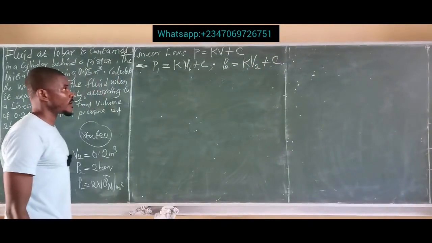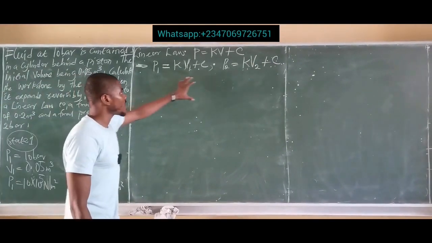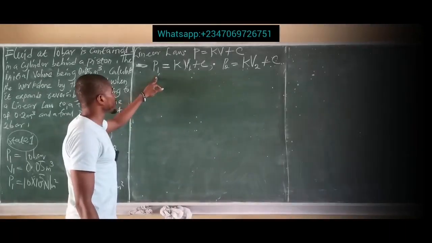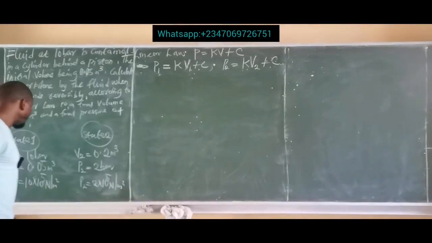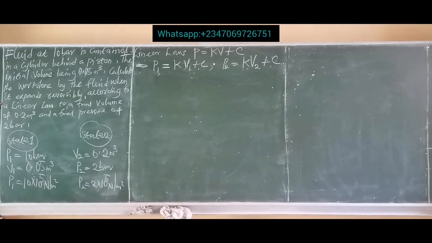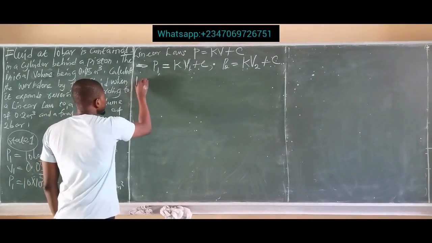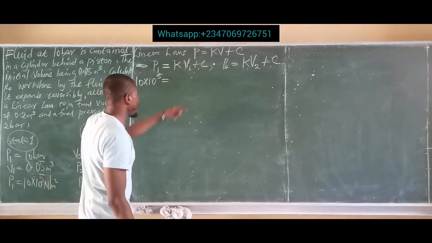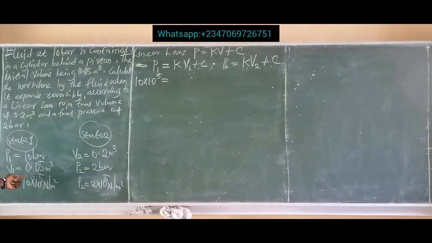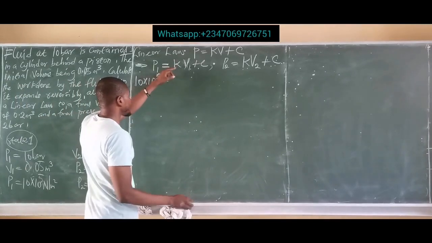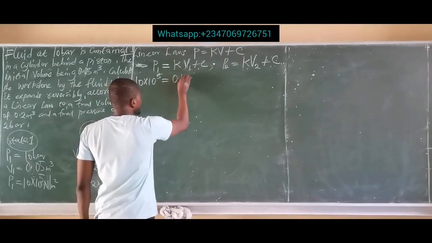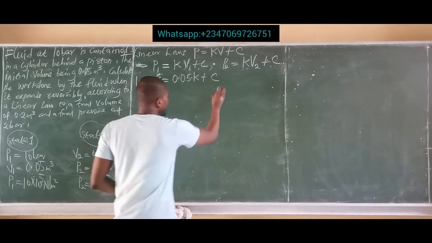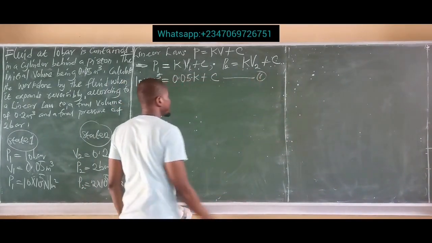Again, K and C are what? Constants. So we simply relate these conditions to find the value of K and C. Considering P1, which was given as 10 bar, which is 10 by 10 to the power of 5, we have 10 by 10 to the power of 5 is equal to K V1, and V1 was given as 0.05. So we have 0.05 K plus C. You can simply call this equation 1.